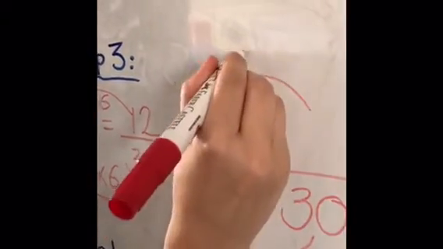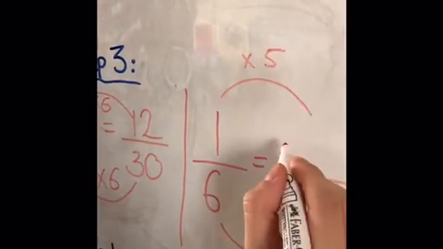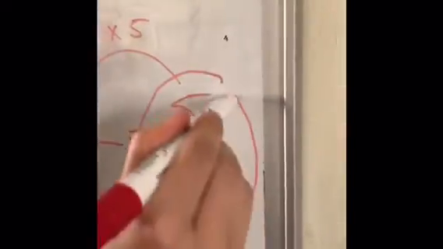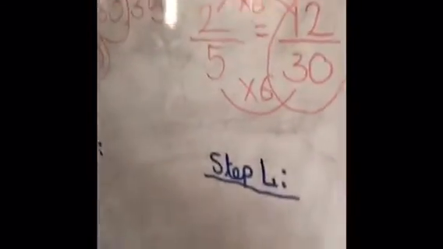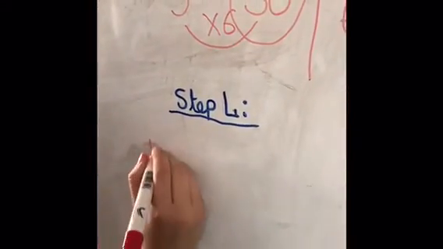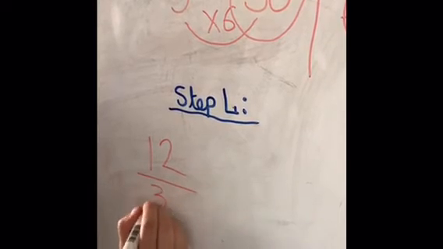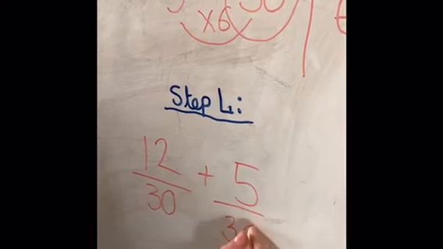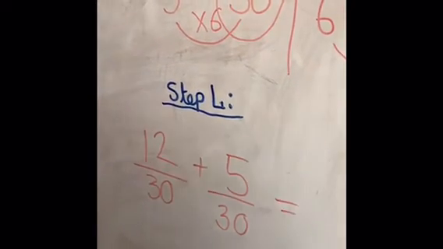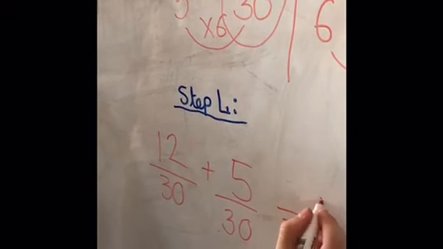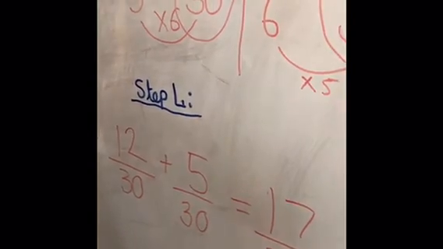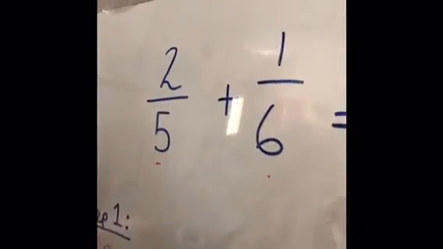So she must do the same to her numerator. 1 times 5 is 5. So we now have 12 30ths and 5 30ths, which means we can move on to step 4, which is to add them together. So 12 30ths, add 5 30ths, equals, and we only need to add our numerators, so 12 add 5 is 17, and we're going to keep our denominator as 30ths. So our answer to 2/5 add 1/6 equals 17/30.